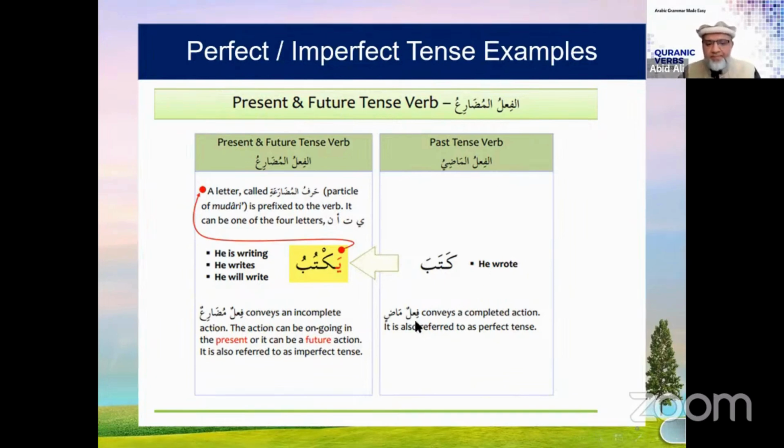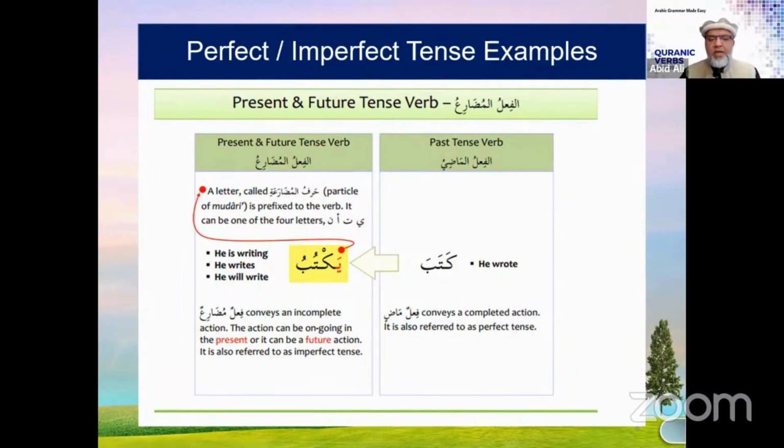Fi'l al-Madi conveys a complete action. It is also referred to as perfect tense. Why perfect? Because we know whatever happened in the Madi is completed. There is no doubt about it. We know that the action we have done in the past is completed. But the action which is happening in the present is still happening. It's not complete yet. Or an action which will happen in the future has not even started yet.